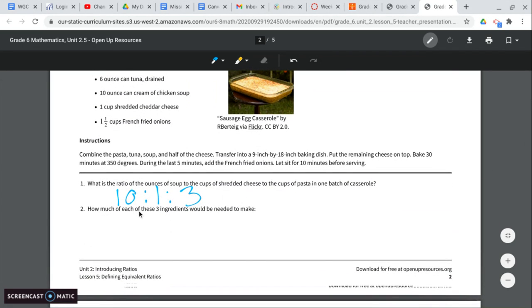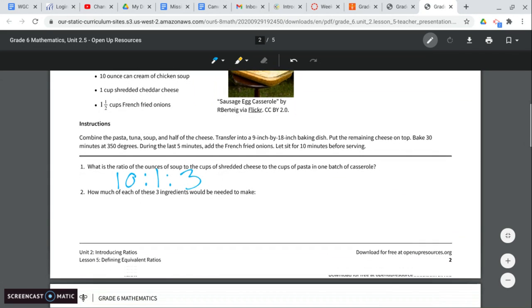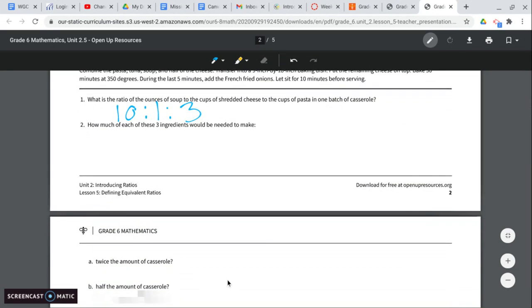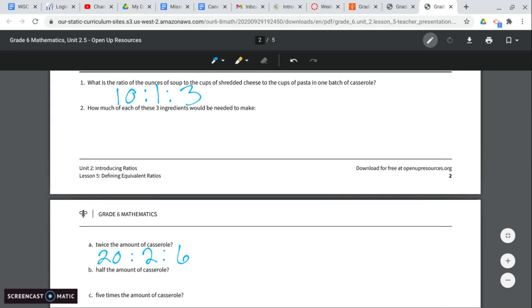How much of each of these 3 ingredients would be needed to make twice the amount of casserole? We're going to double all these amounts because we're looking at twice. So it'd be 20 to 2 to 6. What about half the amount? Half of 10 is 5. Half of 1 is 1/2. And half of 3 is 1 1/2.